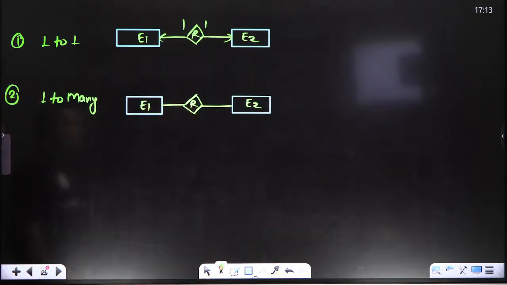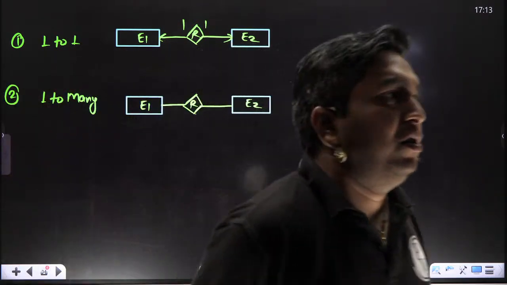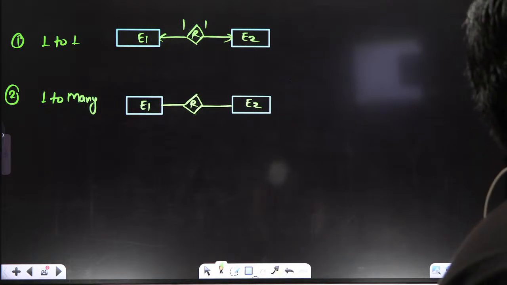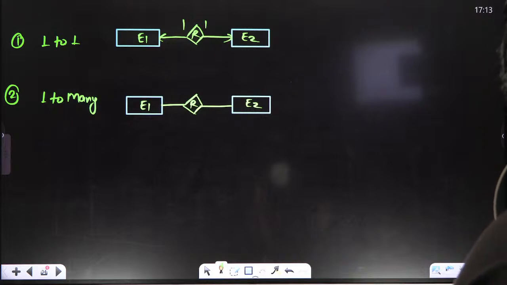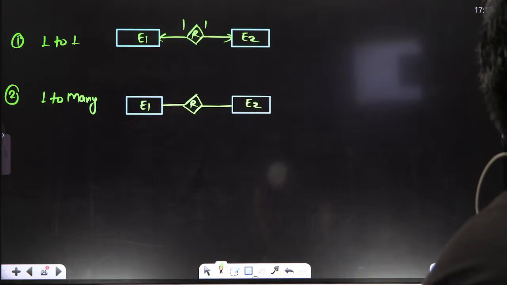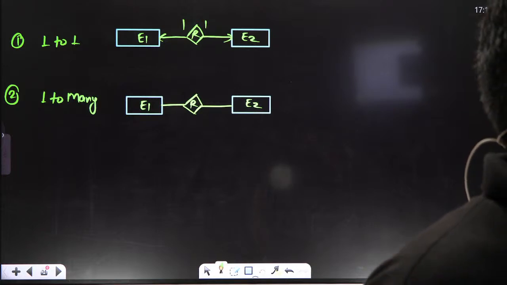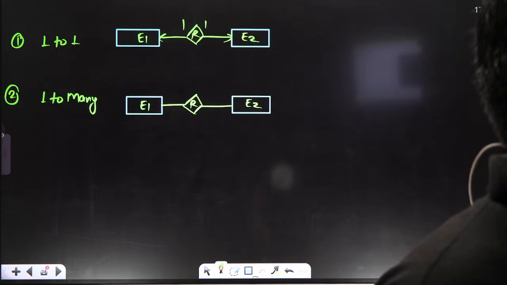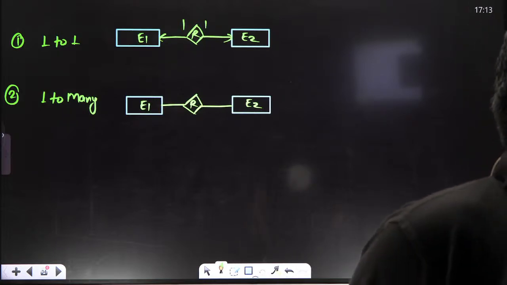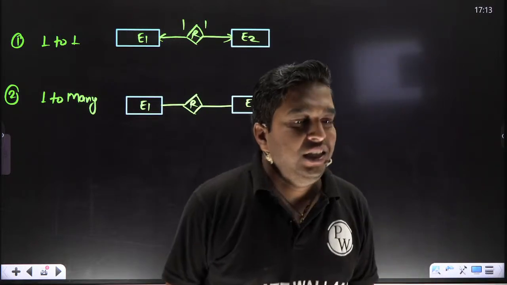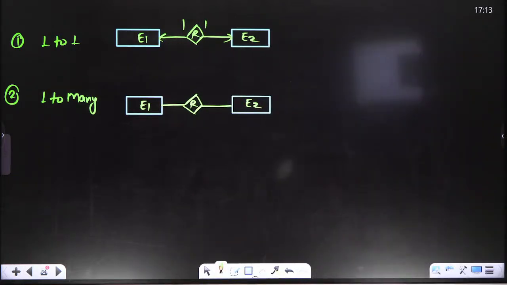Now let me know, if it is one to many, where is the direction of the arrow? At the E1 side or the E2 side? Please let me know fast. Everyone, Jaideep, Sham, Sen, Seema, everyone, let me know fast. If it is one to many, where is the direction of the arrow?